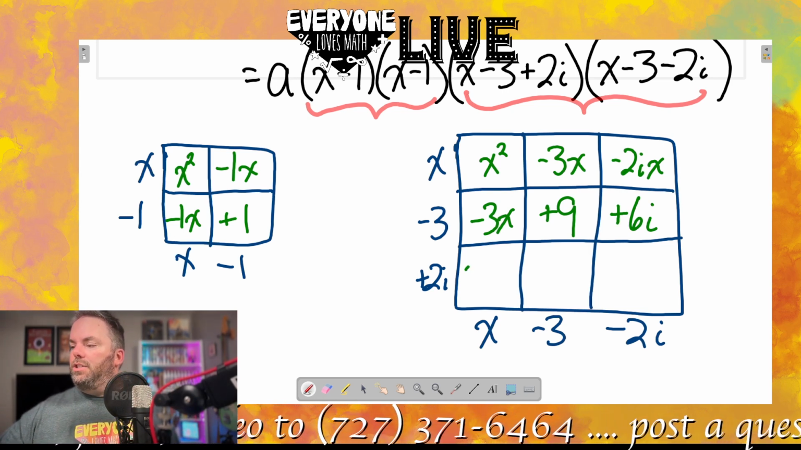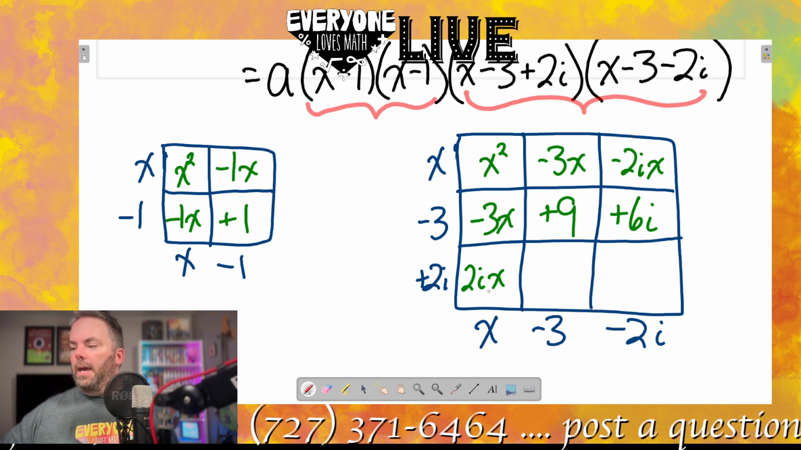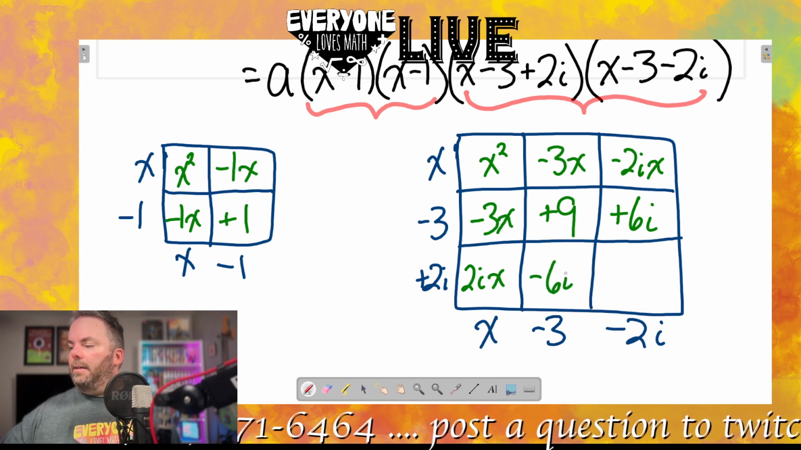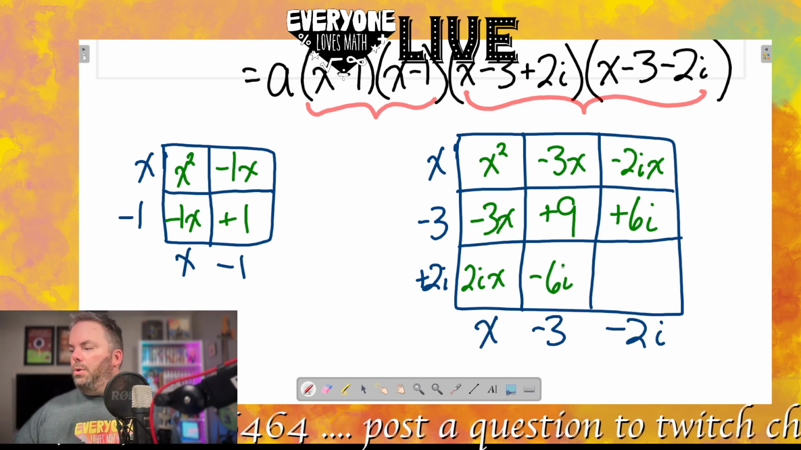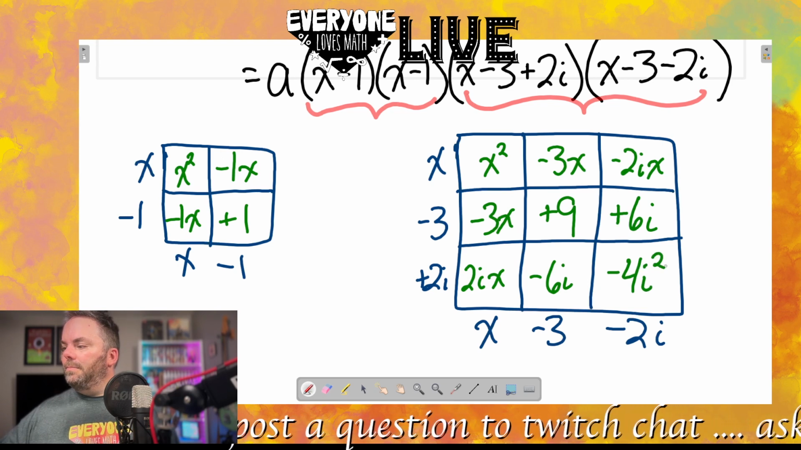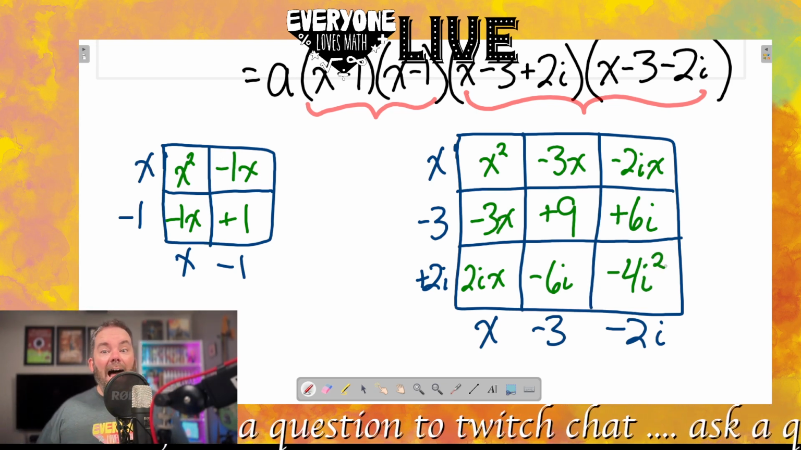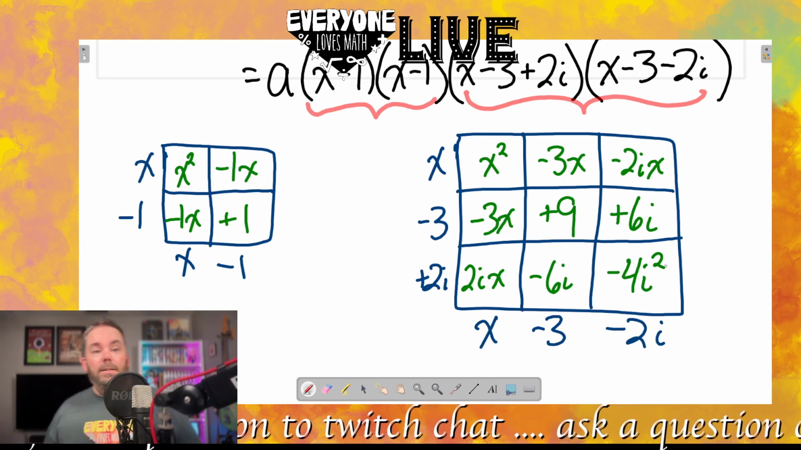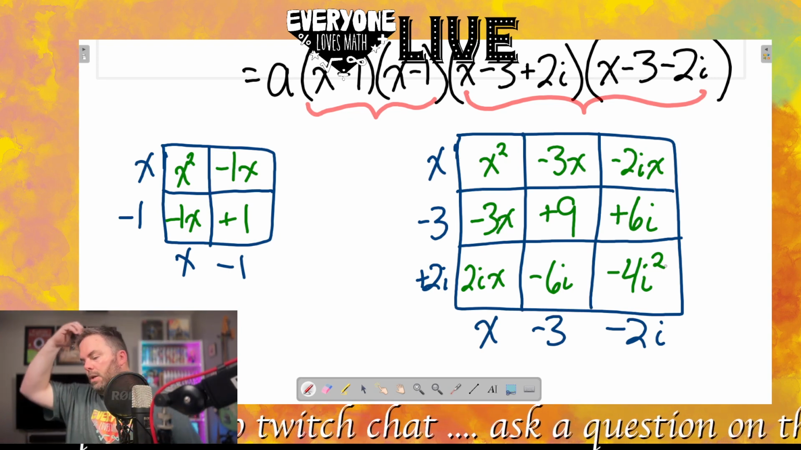2i times x is 2ix. It's plus 2ix. 2i times negative 3 is negative 6i. And 2i times negative 2i is negative 4i squared. Multiply party, multiply party. Okay.